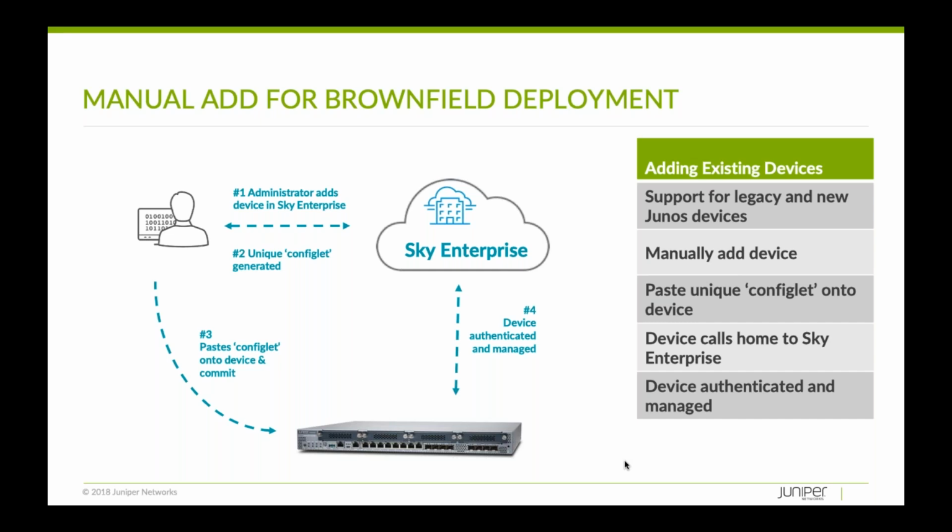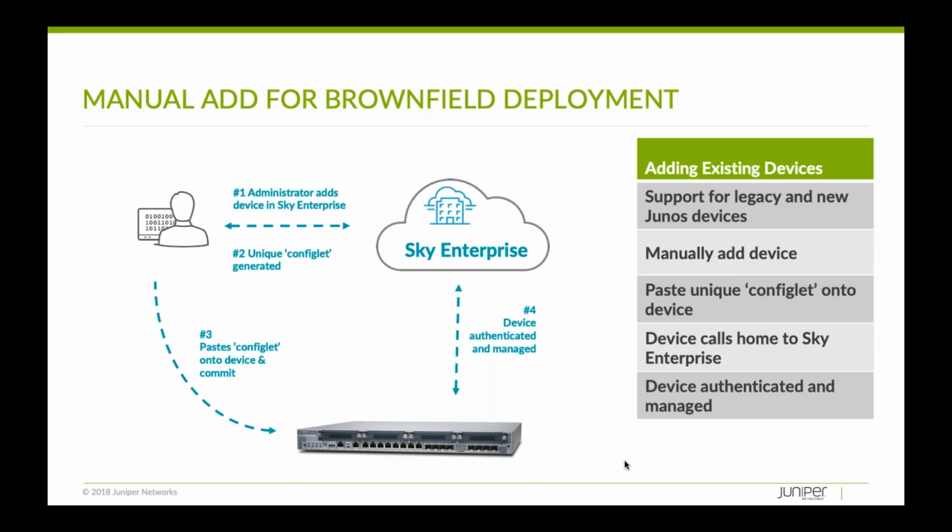So step one is for the administrator to log into Sky Enterprise and add a device. Sky Enterprise will then generate 8 lines of Junos config that is unique for that device. The administrator logs into the device, pastes in that unique configuration, and commits it. What that then does is instruct the device to use outbound SSH to connect back to the Sky Enterprise servers and to authenticate. The important thing here is that the device is making an outbound connection to Sky Enterprise.